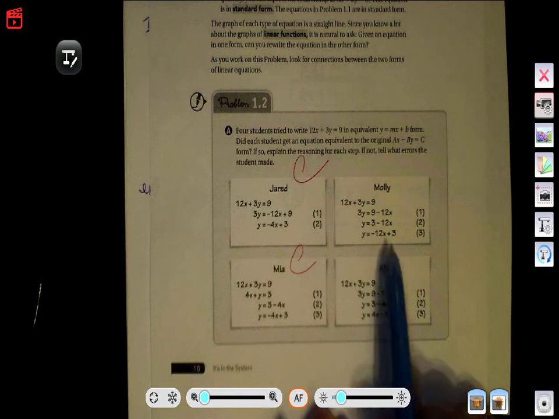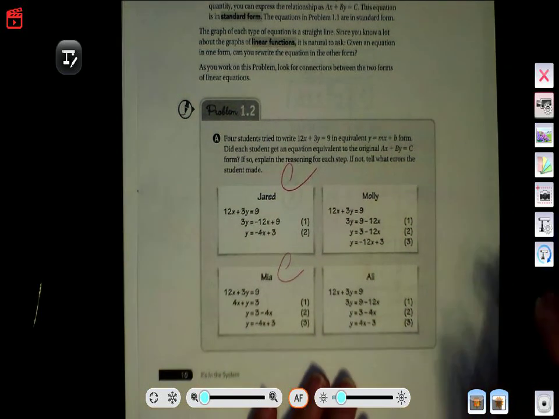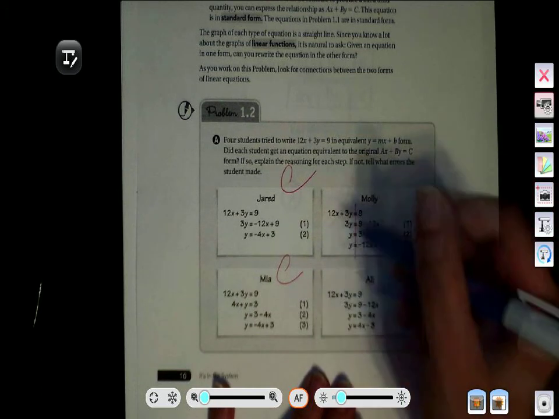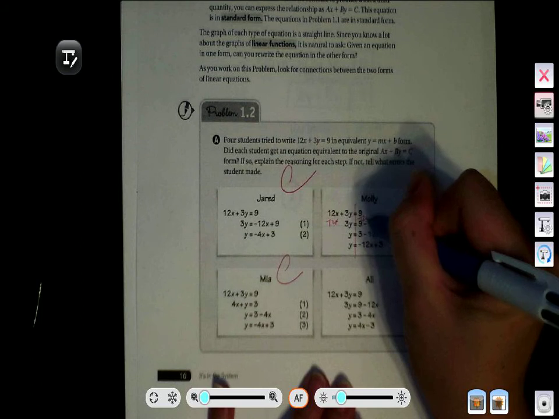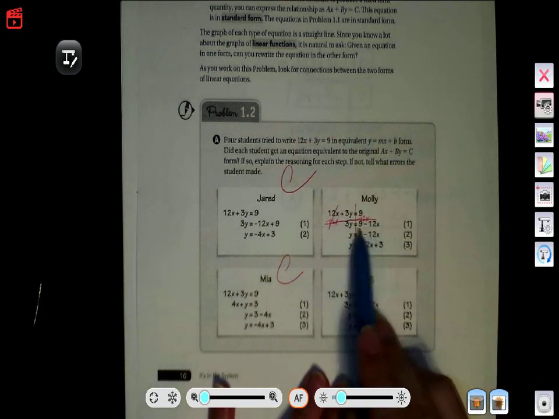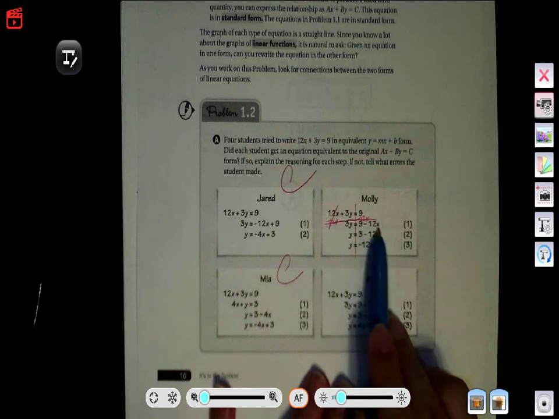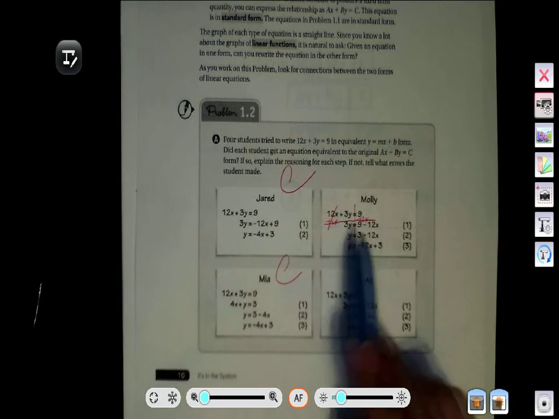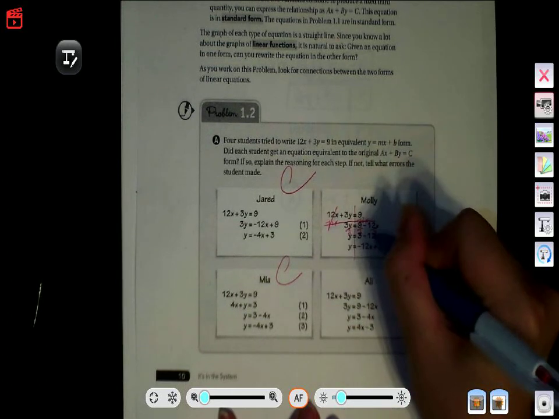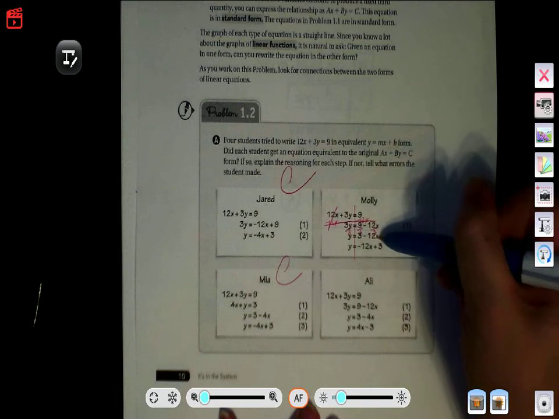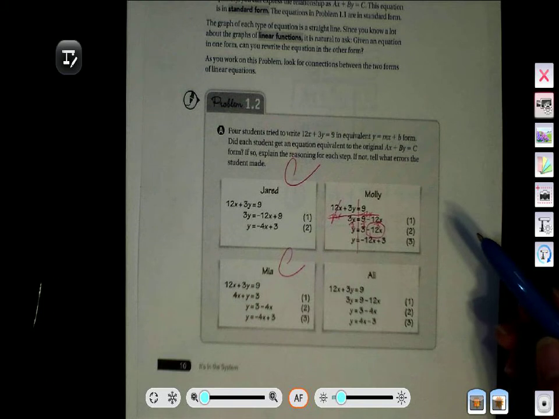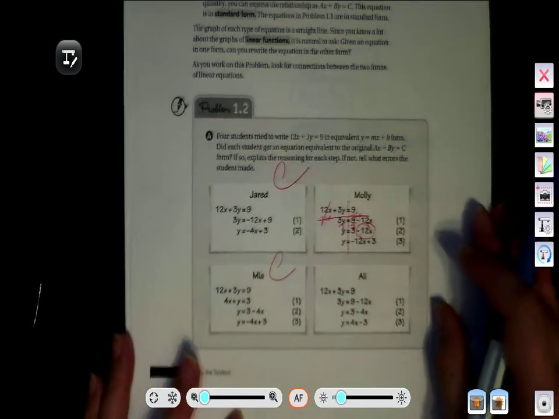But look at these two. They made a mistake somewhere. Okay? So, let's see what mistake they made. The first thing they did was they subtracted 12x from both sides of the equation to cancel this out. So 9 minus 12x. Now, they wrote it in the wrong order, but it's still correct. When they moved to the next step, they wanted to divide by 3. They did divide this part by 3, but they forgot to divide this portion by 3. And that's why this one should have been a negative 4 right there.